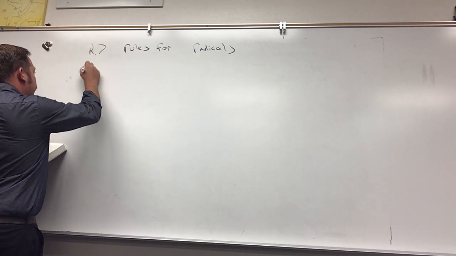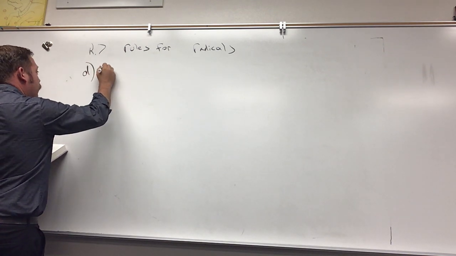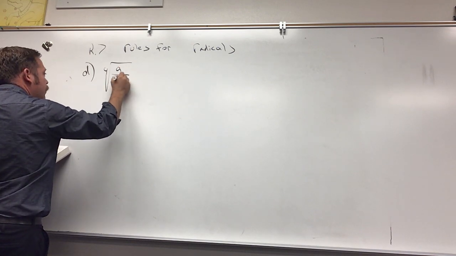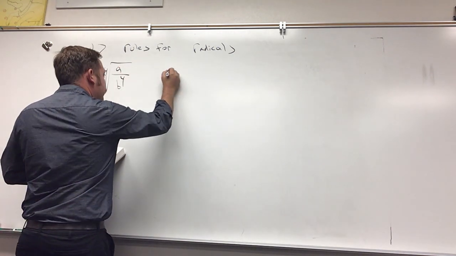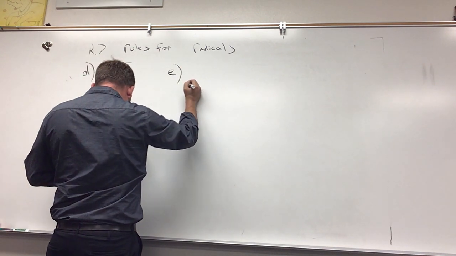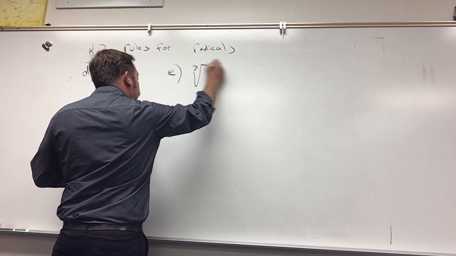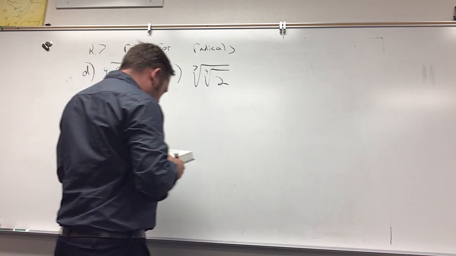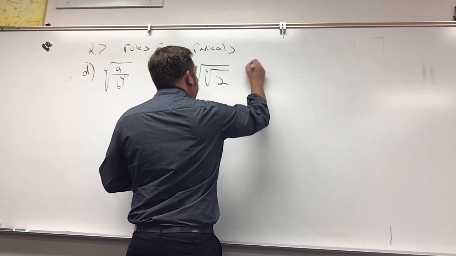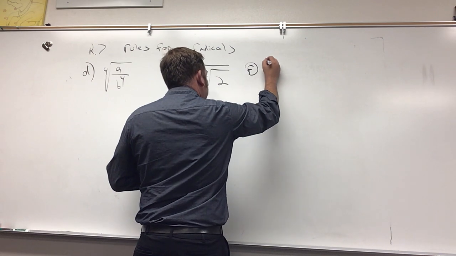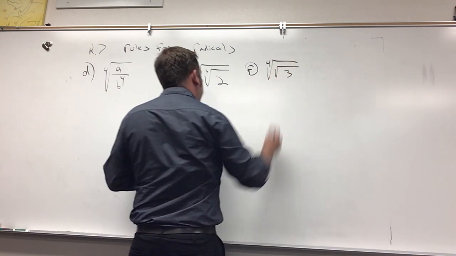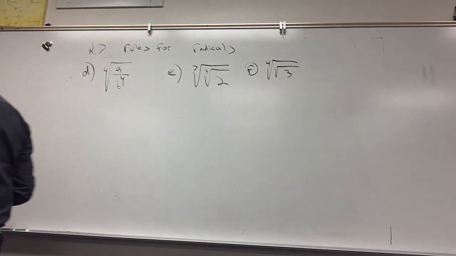So let's try, example D would be the 4th root of A over B to the 4th. Example E would be the 7th root of the cubed root of 2. And then let's do F. Let's do the 4th root of the square root of 3. All right.